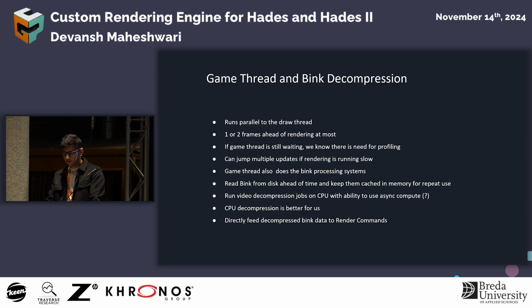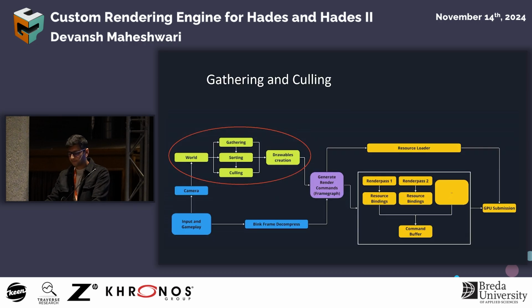Since our workload is generally skewed in favor of the render thread over the game thread, we offload all our Bing processing systems to the game thread as well. So, like we discussed earlier, we read Bings ahead of time and keep them cached in memory. We run the decompression jobs on the CPU. We also have the ability to run it in async compute, but based on our testing, our GPU is generally more busy than our CPU, so it always works better when we decompress our Bings on the CPU. And then we directly feed the decompressed Bing data to the render commands and skip the world and the gathering and culling stage.